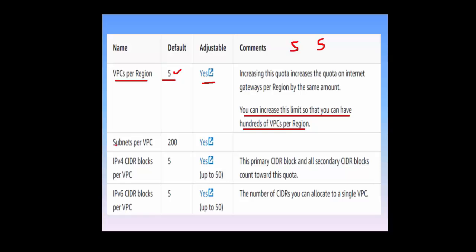Main number. In one VPC, by default, 200 subnets you can create. Very common interview question or exam question, but it is also adjustable. Yes, you can increase the limit, but by default per VPC you can create 200 subnets, and per VPC 5 CIDR blocks, either IP version 4 or IP version 6. Please keep this number in mind.